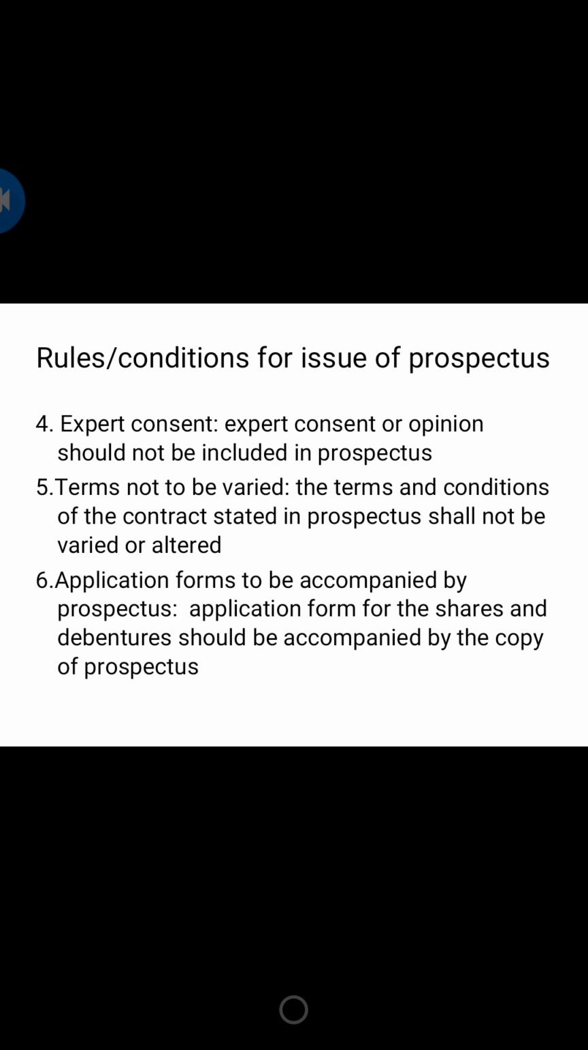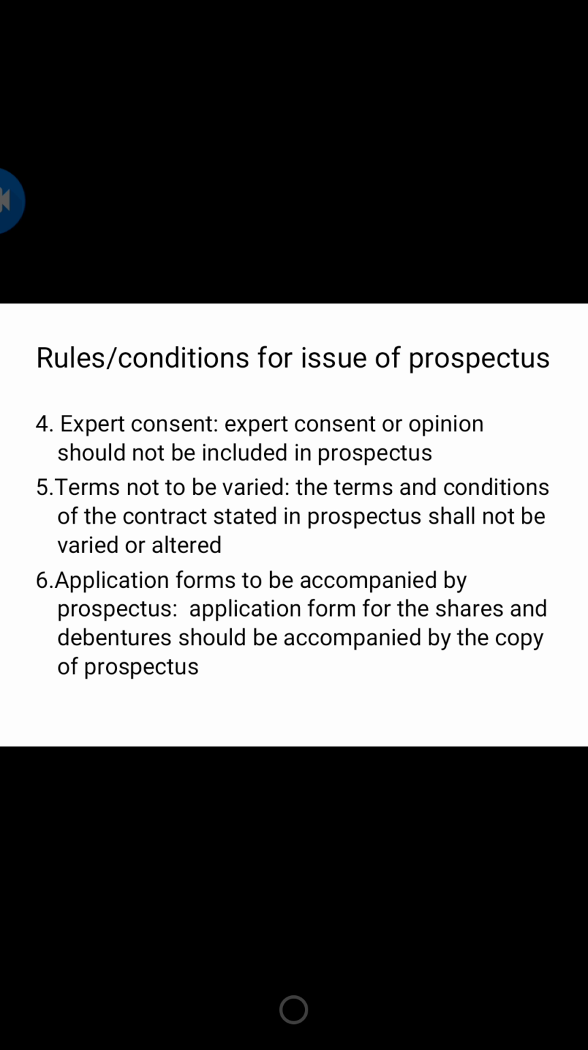The next is terms not to be varied. So what is this? Whatever you are going to enter in the prospectus. The terms of any contract stated in the prospectus or the statement in lieu of prospectus cannot be varied after registration of a prospectus except with the approval of the members in the general meeting, as stated in section 61. Okay, so what happens here? If you are going to alter, you have to conduct the general meeting. So with the prior approval of shareholders in the general meeting, you can change the conditions of the contracts that are stated in the prospectus.